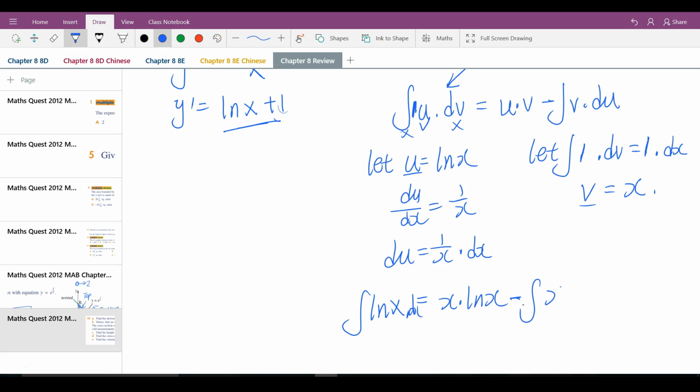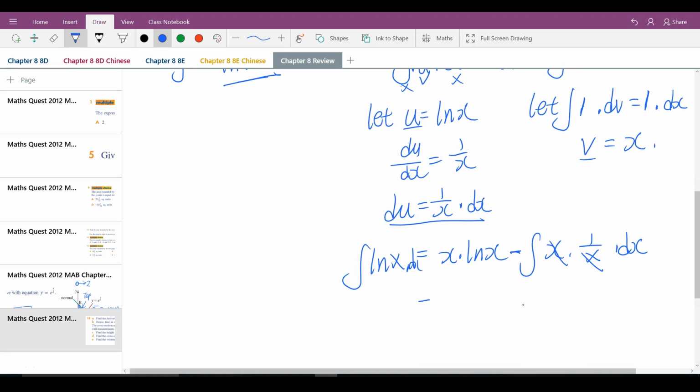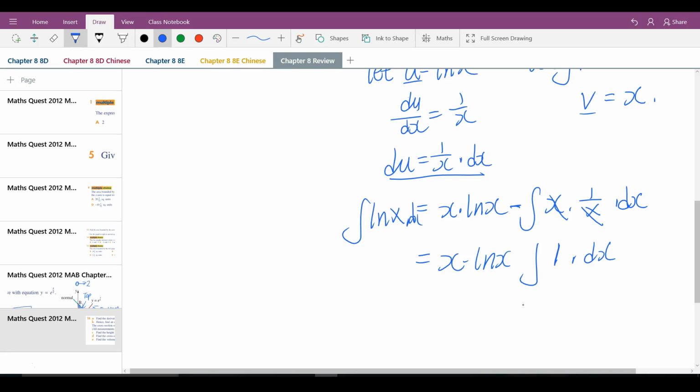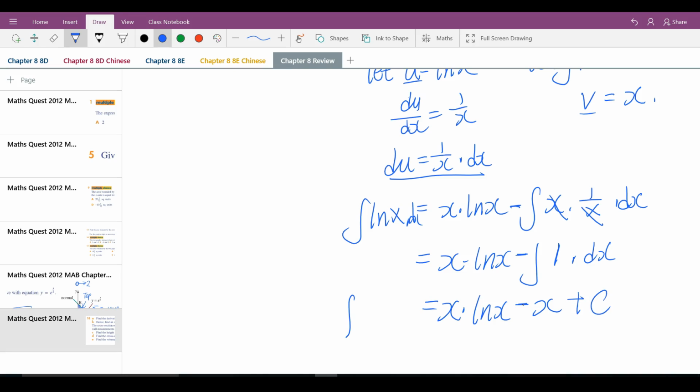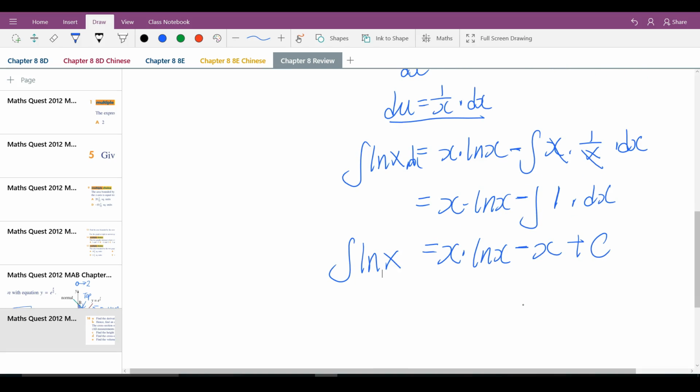Now v is just x. du, we got this expression here. Now this one just cancels, so that just means x ln x minus integrating 1 with respect to x. That's a minus sign between. And therefore, at the end, it is equal to minus x plus c. Okay, so that's what you get for integrating ln x with the method of integration by parts.